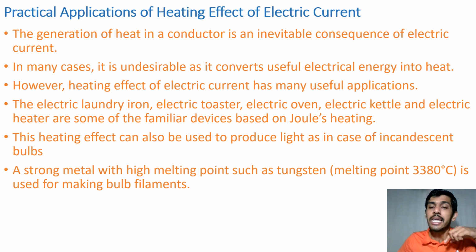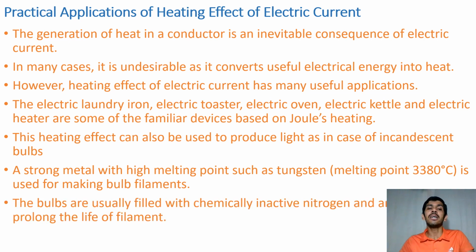Remember, that is why incandescent bulbs produce a large amount of heat compared to light. They produce only a small amount of light compared to the heat energy. The heat energy which is dissipated is very large. Only a small part of the energy is emitted as light.